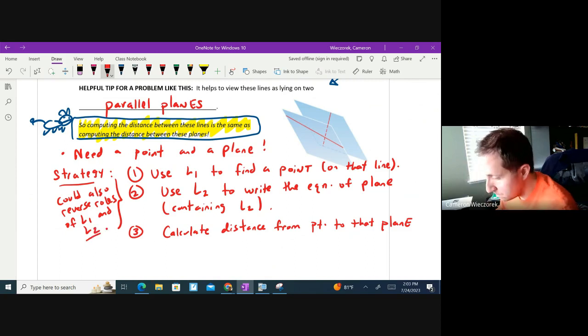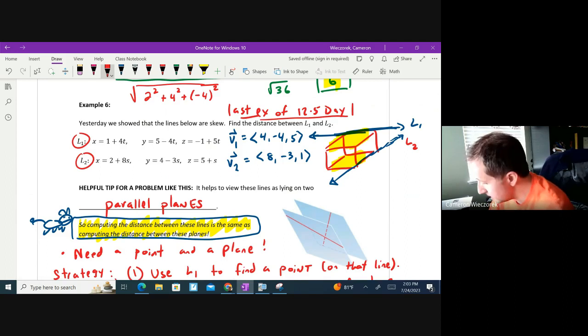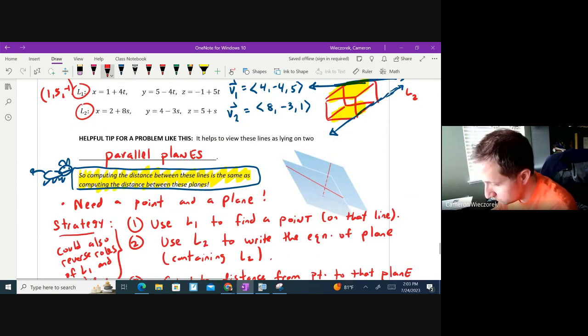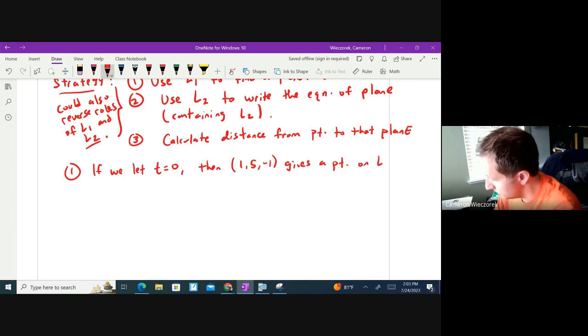Does not matter. Okay, picking a point on line 1 is fairly straightforward. You can let t be any value that you want. I just usually would let t equal 0. If I let t equal 0 for line 1, then clearly the point 1, 5, -1 lies on L1. So step 1, if we let t equal 0, then 1, 5, -1 gives a point on L1, and we need that.